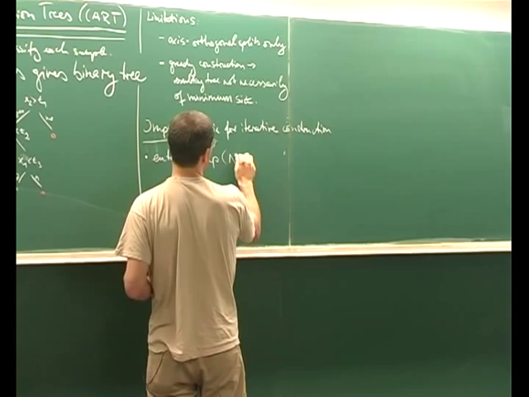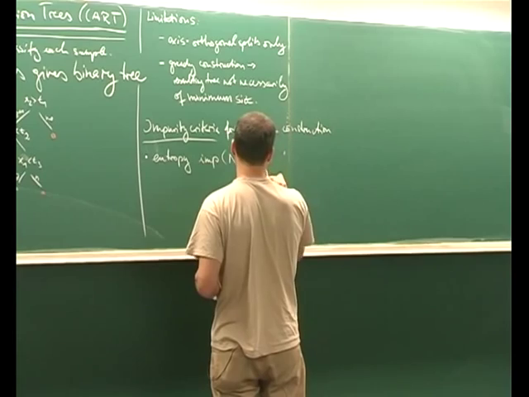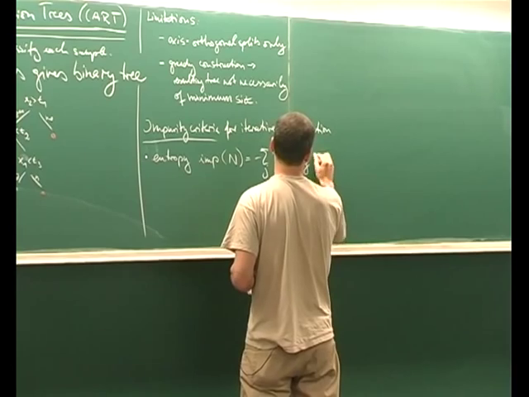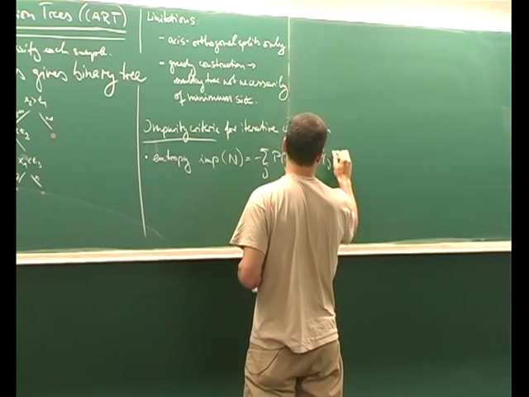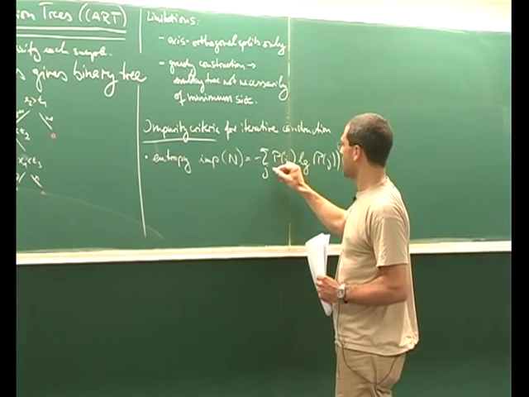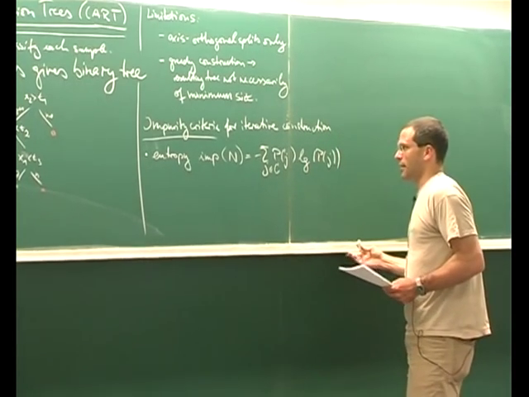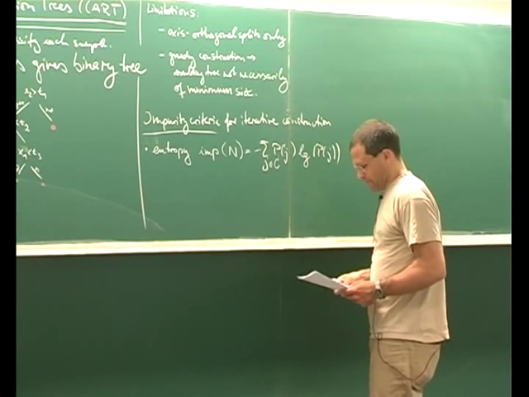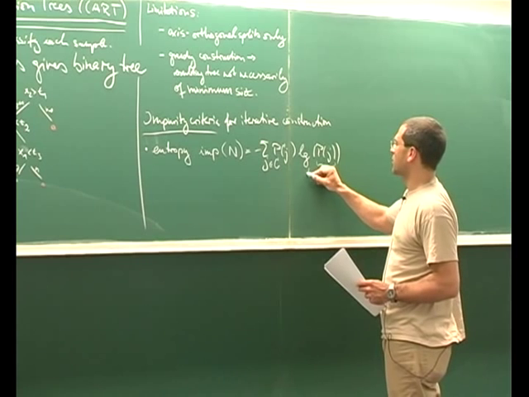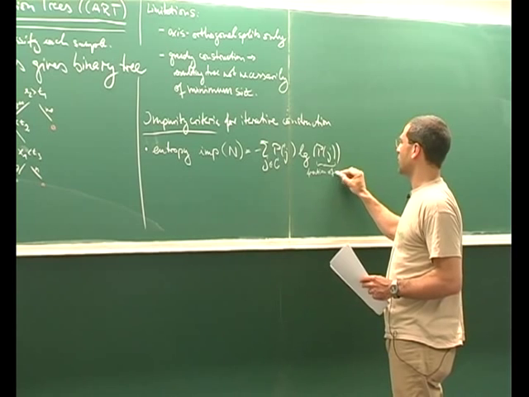So the impurity at node N is the probability, so J is now the different classes that you can have, the set of classes, and that's just the entropy that you know. So P of J would be the fraction of patterns in class J.